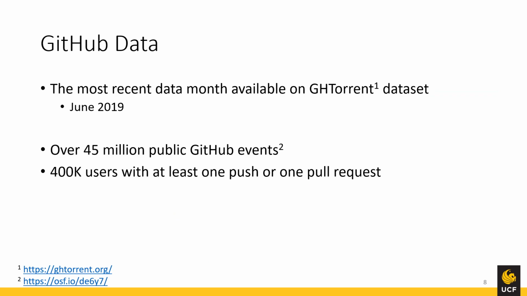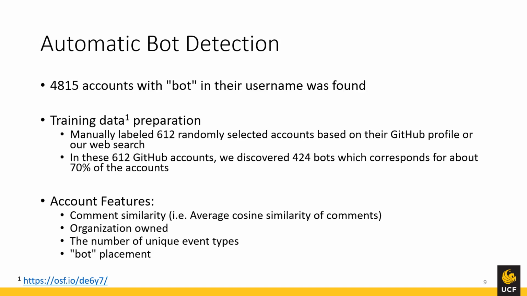The data we used for our research is 1 month of data on GHTorrent. We found over 45 million public events in this data, and we had 400,000 active users in this dataset. The first step to study bots is to identify them. We developed an automatic bot detection approach for this purpose.